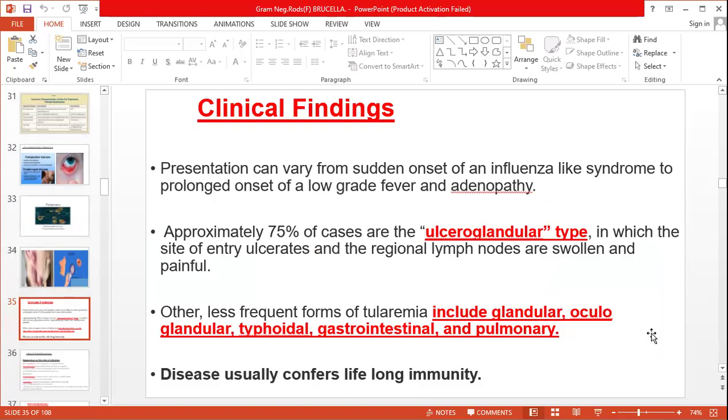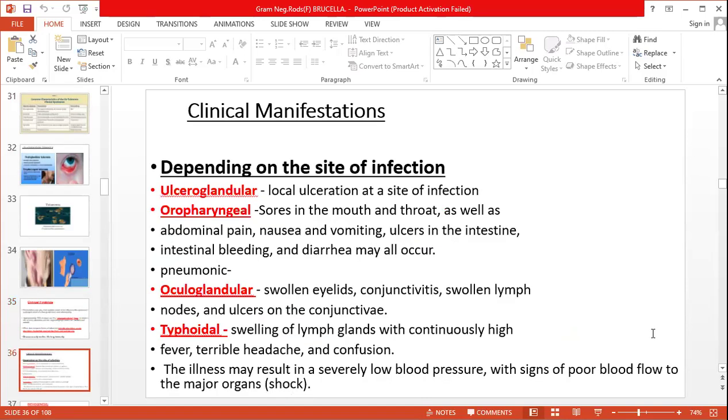75% of cases are the ulceroglandular type, while the other less frequent forms of tularemia include glandular, oculoglandular, typhoidal, GIT, and pulmonary, depending upon the site of the infection.